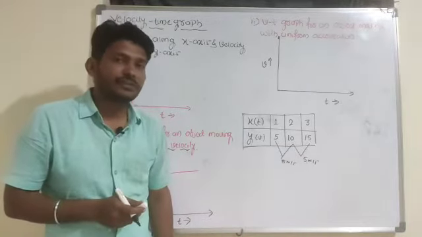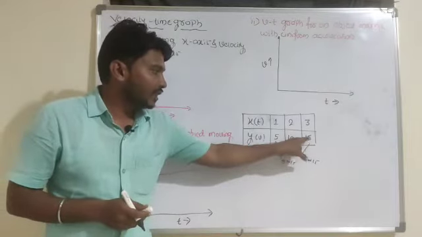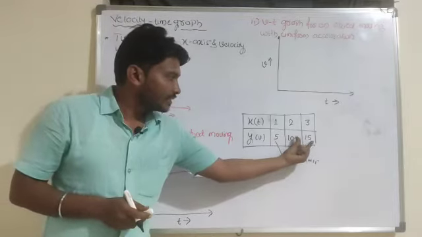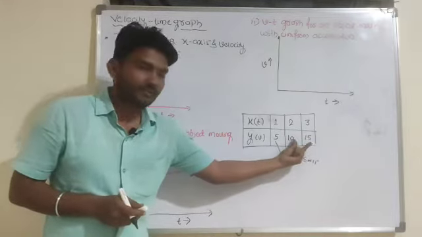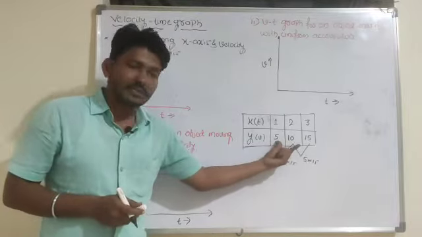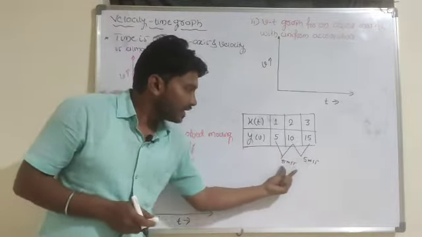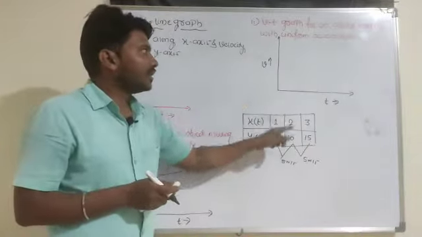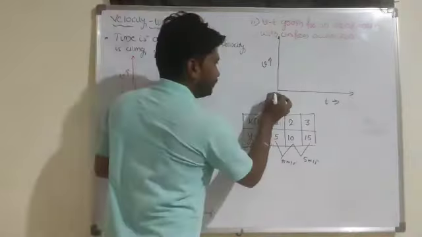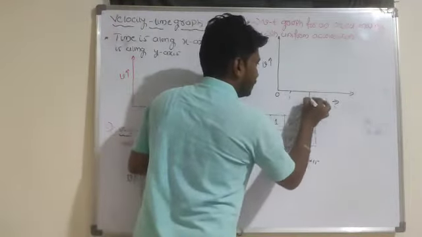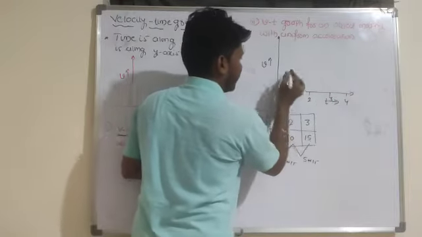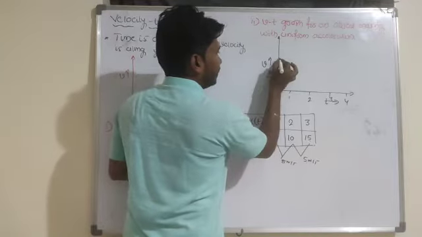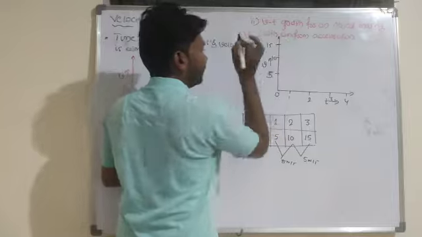What is uniform acceleration? Change in velocity. Change in velocity means final velocity minus initial velocity. For these two velocities, this is final, this is initial, 15 minus 10. For these two, this is final, this is initial, 10 minus 5. So the change in velocity is the same for equal intervals of time. Such kind of acceleration is uniform acceleration. Starting from the origin, first second, second second, third second, fourth second, like that. Sorry, here it is 5 meters per second, 10 meters per second, 15 meters per second.